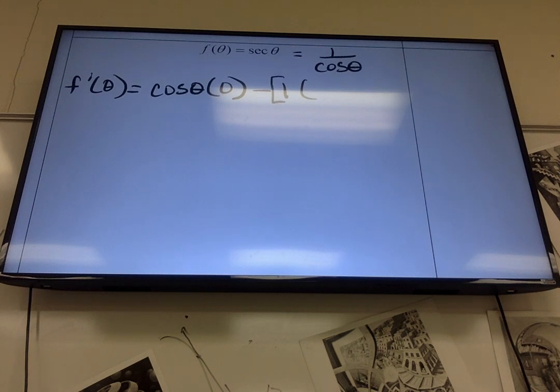Okay, how can I rewrite secant? 1 over cosine. How are we supposed to do the derivative of 1? The derivative of any constant is 0. So low d high, which is 0, minus high d low. What's the derivative of cosine? Negative sine. Square the bottom and away we go.